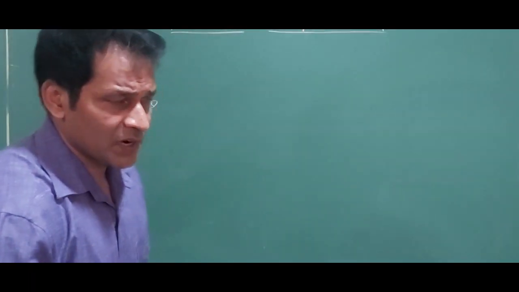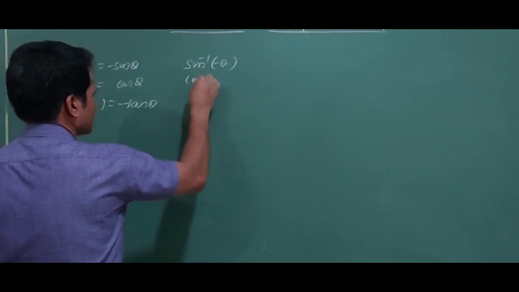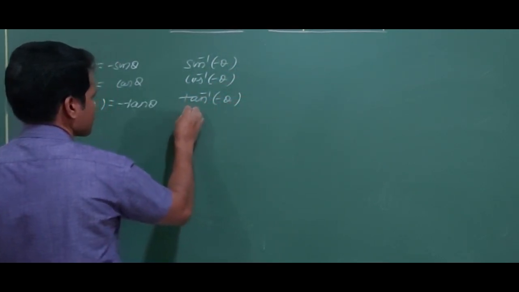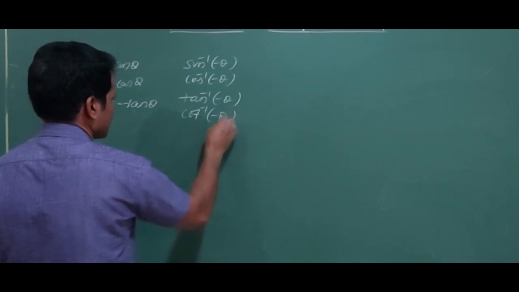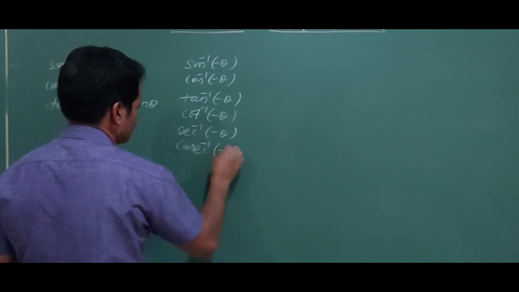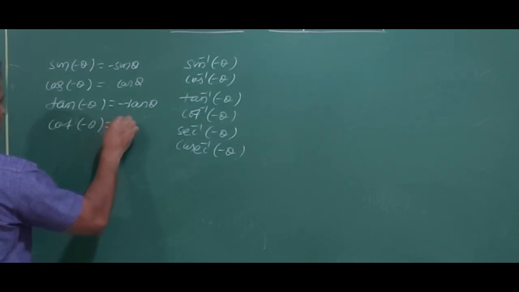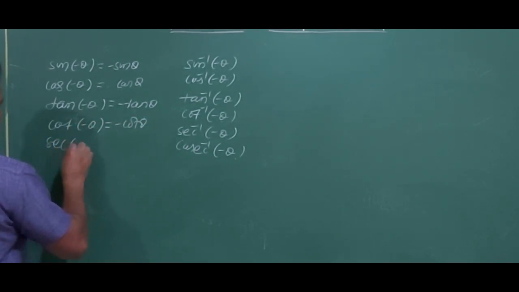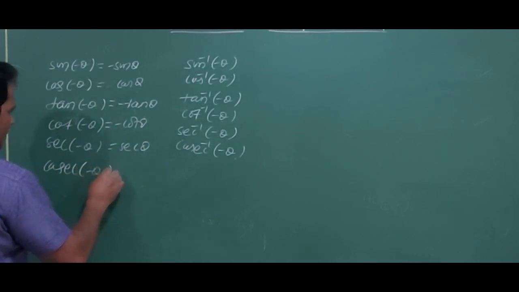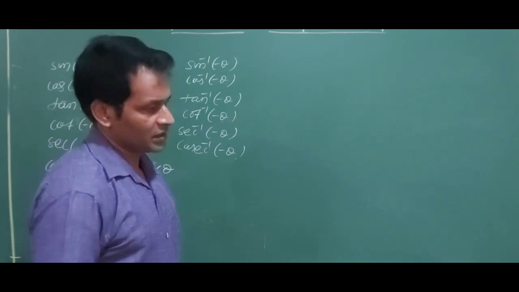But if I ask you now, what about sine inverse of minus theta, cos inverse of minus theta, tan inverse of minus theta, cot inverse of minus theta, sec inverse of minus theta, cosec inverse of minus theta? Here, cot of minus theta is minus cot theta, sec of minus theta is sec theta, cosec of minus theta is minus cosec theta. Am I going to copy paste it over here? No, there will be a change.